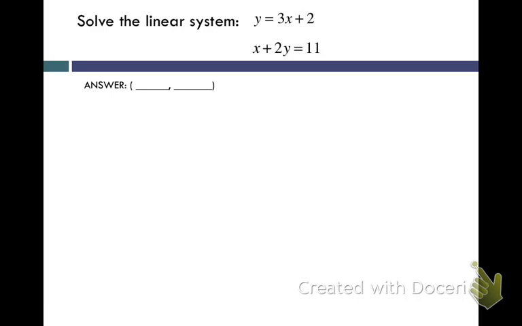So I'm going to do my first step and make sure that one of my equations is solved for one of my variables. If it's not, I'm going to have to do that solving. But this one is. So now I'm going to take what y equals, which is 3x plus 2, and I'm going to substitute it into my second equation.